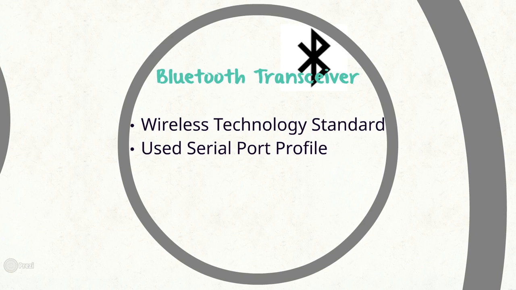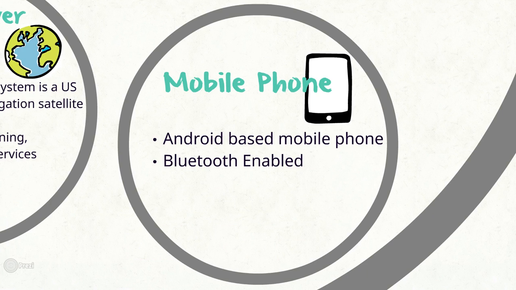Bluetooth transceiver. Bluetooth is a wireless technology standard used for exchanging data over short distances. It uses signals having short wavelengths such as ultra-high frequency radio waves. In order for a device to use Bluetooth technology, it should be able to interpret Bluetooth profiles. These profiles define the general behavior that devices use to communicate with other devices. In this project, I have used a serial port profile. It emulates a serial cable to provide a substitute for RS-232. Use of this profile enables the communication of data between Arduino and Bluetooth-enabled mobile phones. An Android-based mobile phone is used to host the GPS tracker application.